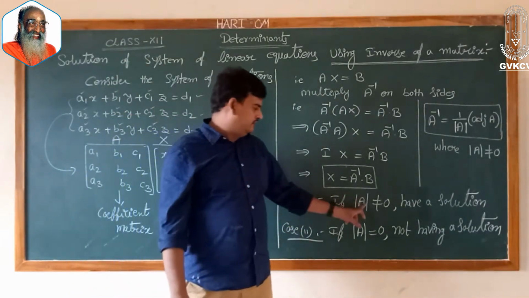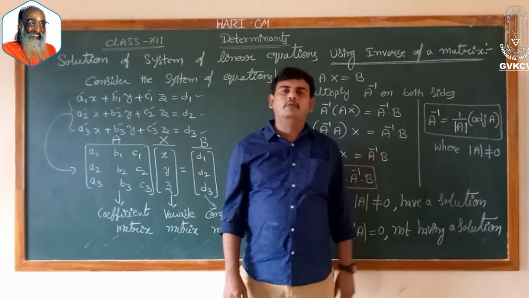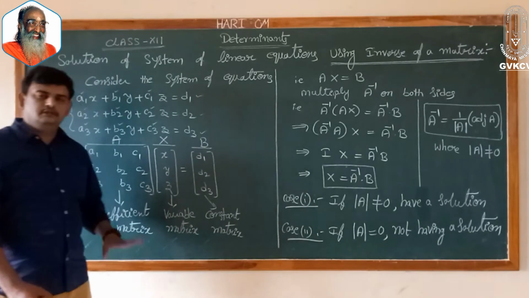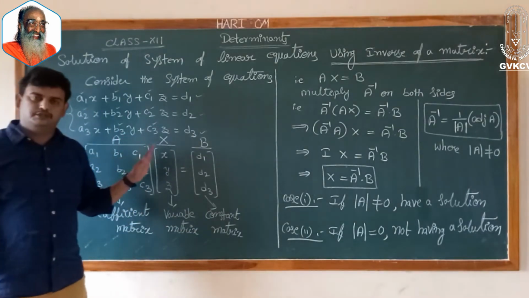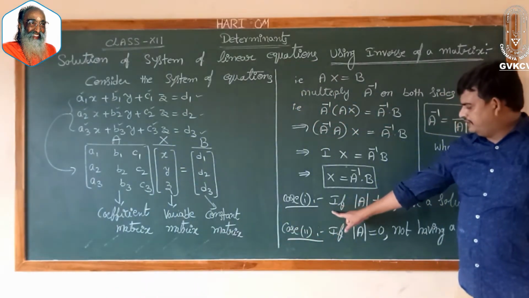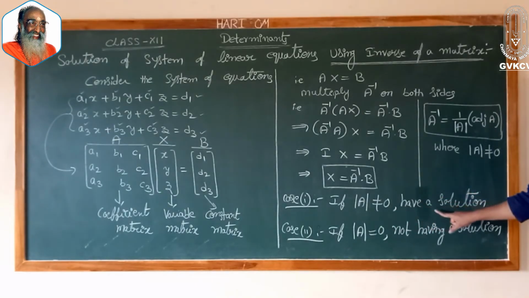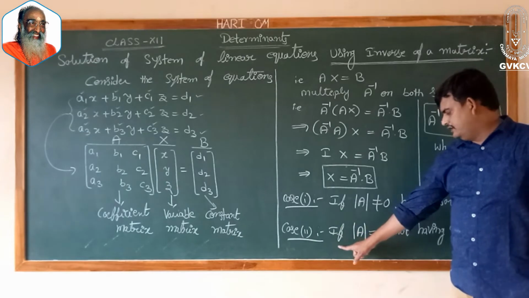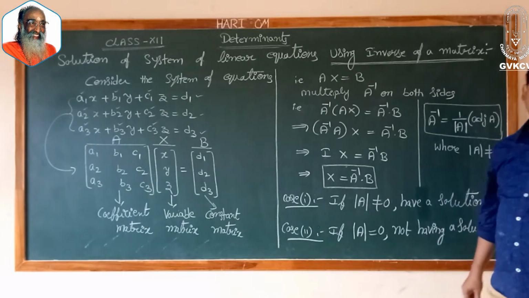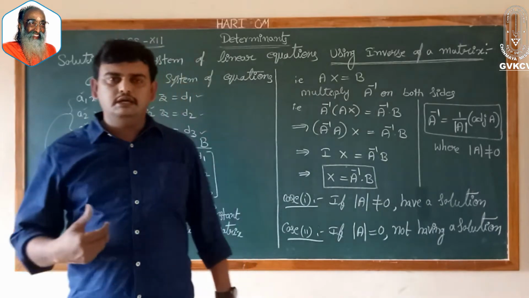Case 1, if determinant of A is not equal to 0, we have a solution. How many solutions? Only one solution. In this concept we are going to discuss only the case with one solution. We don't have to consider problems with more solutions. So if determinant of A is not equal to 0, we can say that the system of linear equations has a solution. Case 2, if determinant of A is equal to 0, the system of linear equations does not have a solution. This is the generalized concept of solving a system of linear equations.